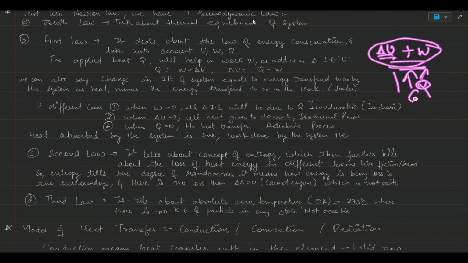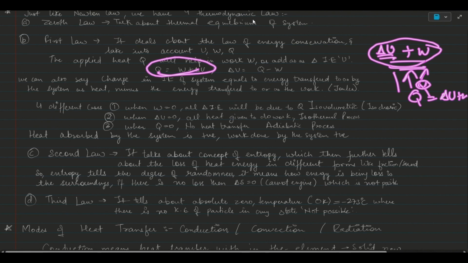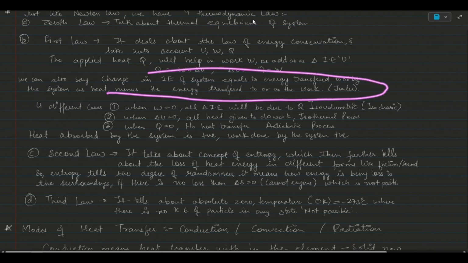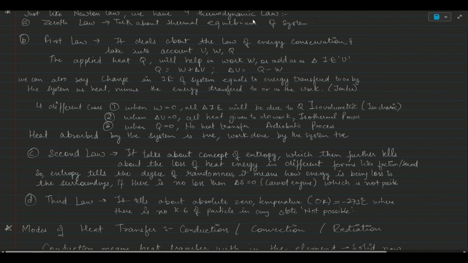So there's a simple equation. We can say Q equals delta U plus W. That's what we can see here. Always try to remember this equation, nothing more than that. Apart from that, everything is going to confuse you, so don't take it into account.